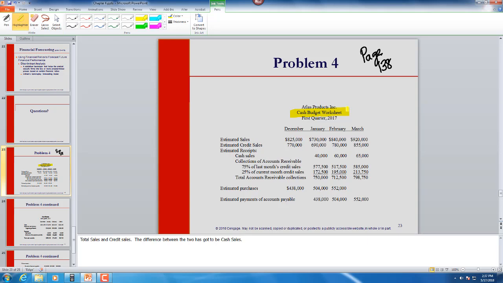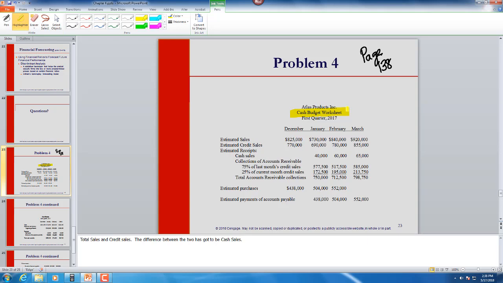There is no doubt about when wages occur, when rent occurs, when other expenses occur. What if there is a doubt? It's only with regard to when credit sales are collected and when purchases are paid. So that we need to be careful.